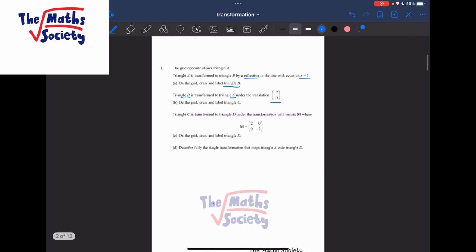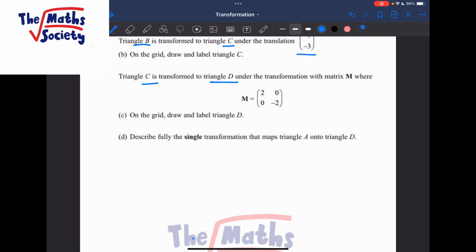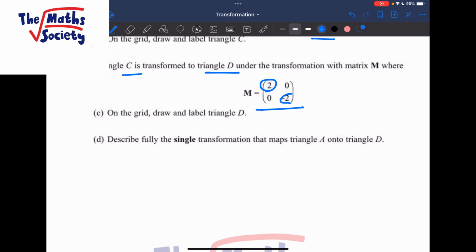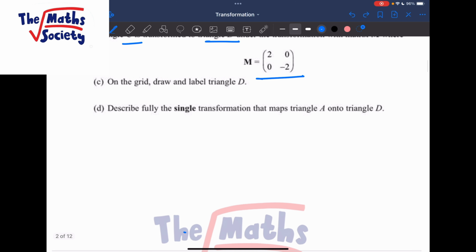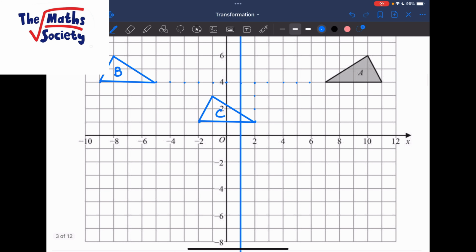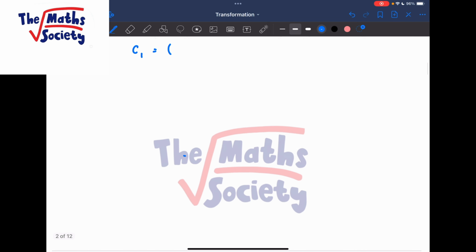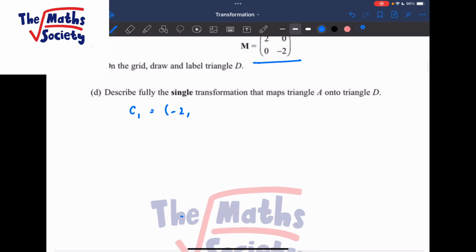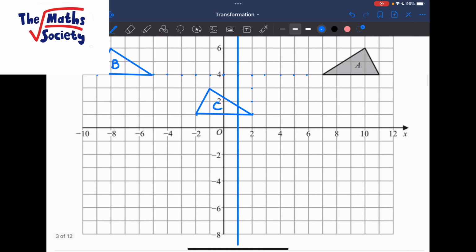Then it says triangle C is transformed to triangle D under the transformation with matrix M. They've given you the matrix, and you need to draw and label triangle D on the grid. For C, we know that this one stands for X and this one stands for Y. So let's figure out first the coordinates of C. They are -2, 1, then 2, 1, and the other one should be -1, 3.